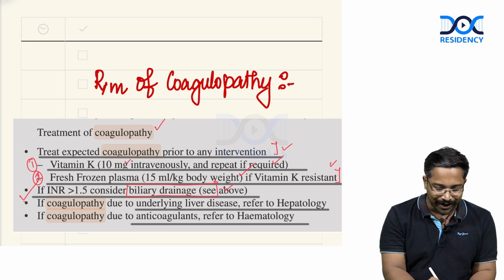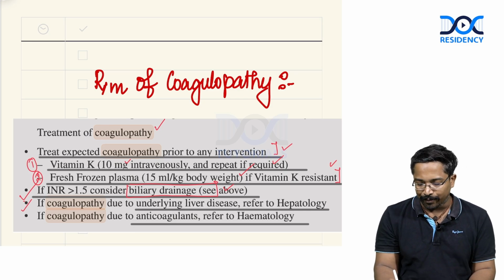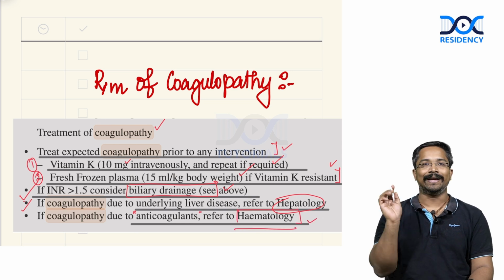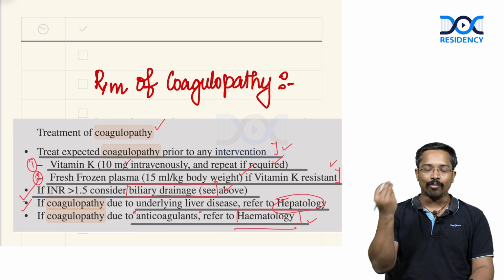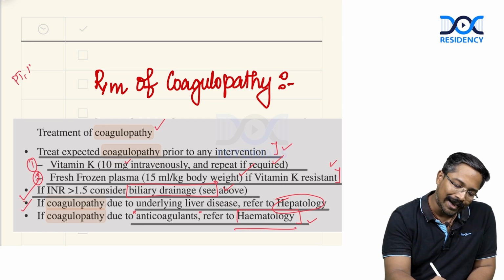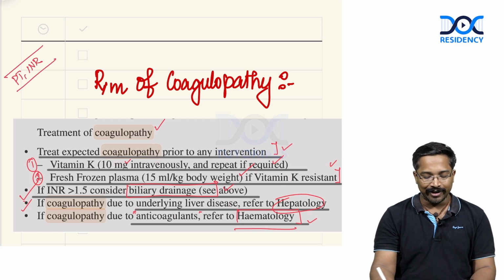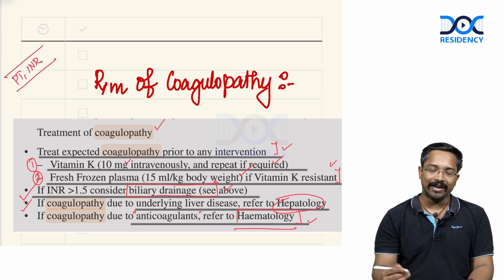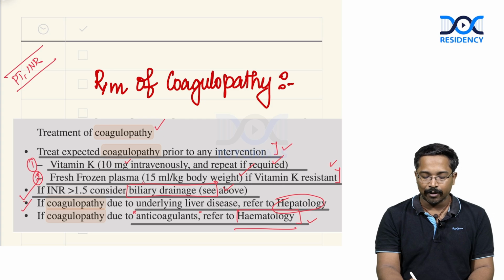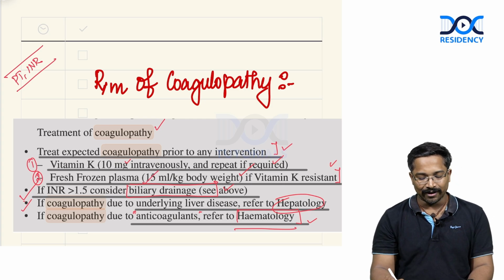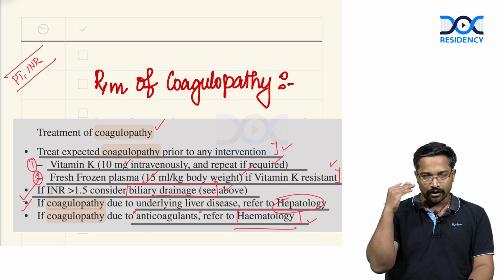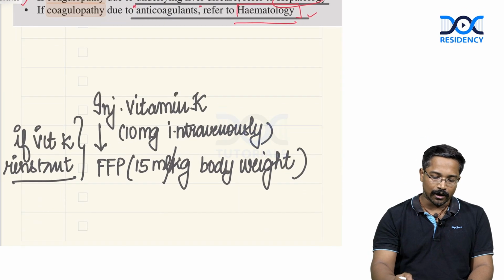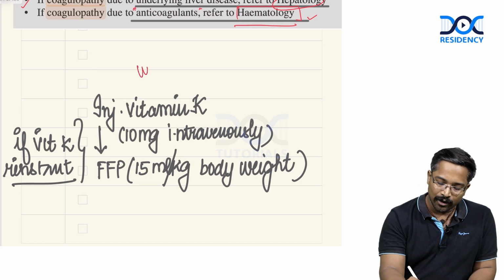If coagulopathy is due to underlying liver disease, then you have to refer to the hepatology unit. If it is due to anticoagulant usage, refer to hematology, but have an overall view in mind that if there is underlying coagulopathy in the form of deranged prothrombin time and INR, then you have to give vitamin K 10 mg IV and repeat if required, and you might treat with FFP by giving 15 ml per kg body weight. If vitamin K resistant, then you have to give FFP. If the INR is greater than 1.5, then you have to consider biliary drainage. All these are treatment of underlying coagulopathy.